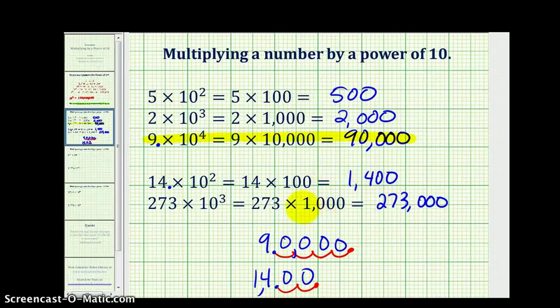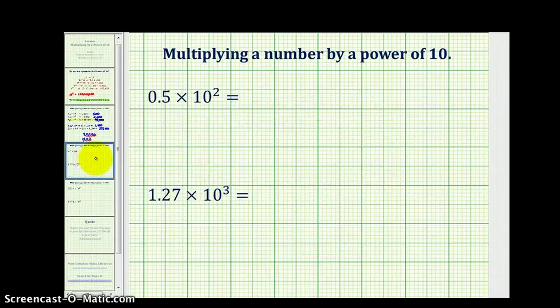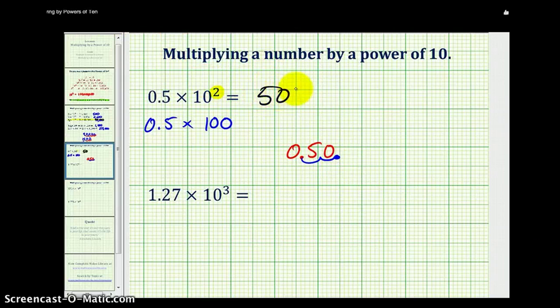So let's try a couple of these when multiplying a decimal times a positive power of 10. Here we have 0.5 times 10 to the second, which would be the same as 0.5 times 100. So we could do this the long way, but the shortcut is to take the decimal, 0.5, and then move the decimal point 2 places to the right. 1, 2, and then fill in the missing digits with zeros, and this would give us our product of 50.